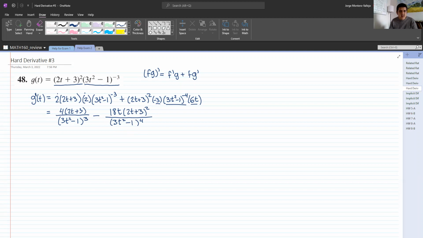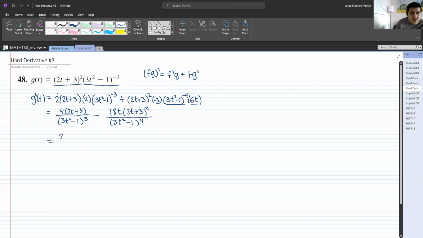Now that it's written like this, you see that there are many things that these two terms have in common. So I'm going to factor out as much as I can, right? Of the coefficients, I can pull out a 2 because they both are even. I can pull out 2t plus 3 because here we have 1 and here we have 2. And then I can pull out 3t squared minus 1, right? Because I have 3 here and I have 4 of them here.